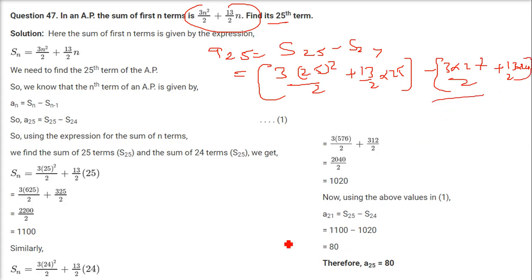You get it as the term, right? Now this is the 25th term, or the 24th term, whichever term you want to find. This is the 25th term. You just have to solve it, you get 80.